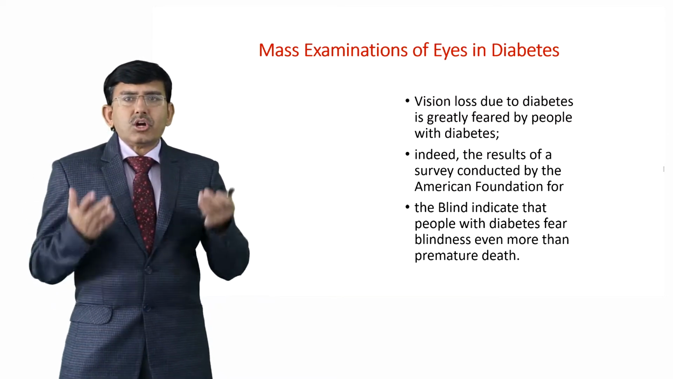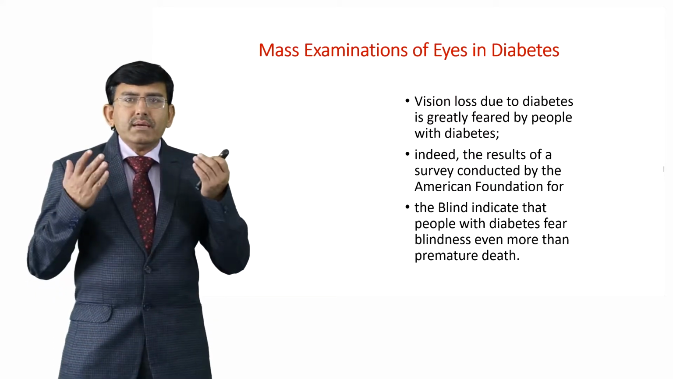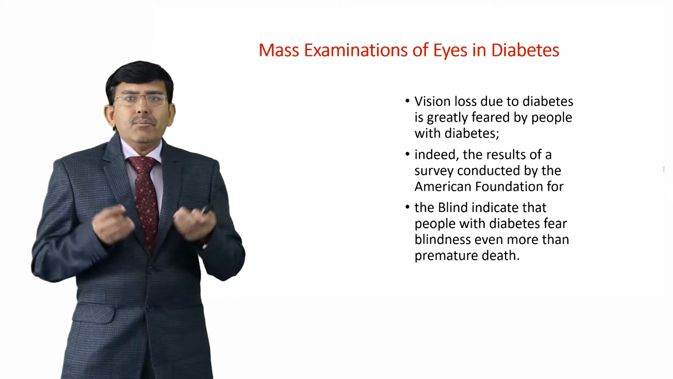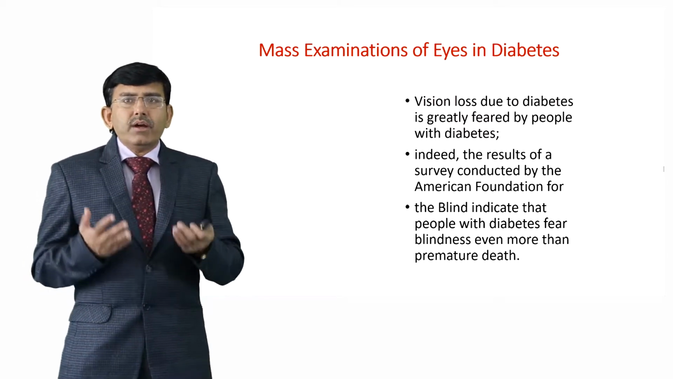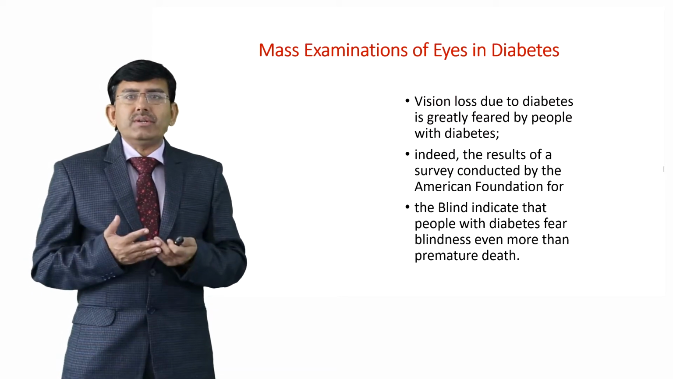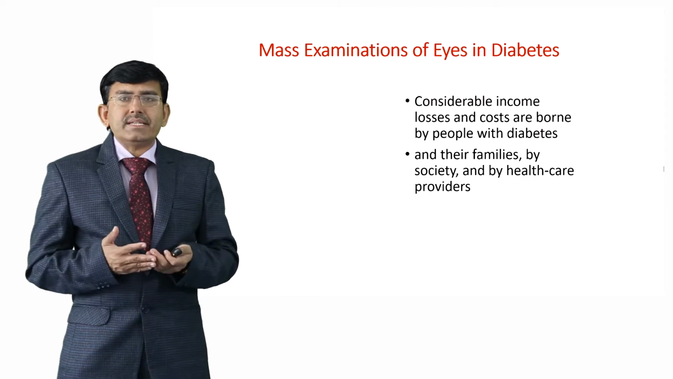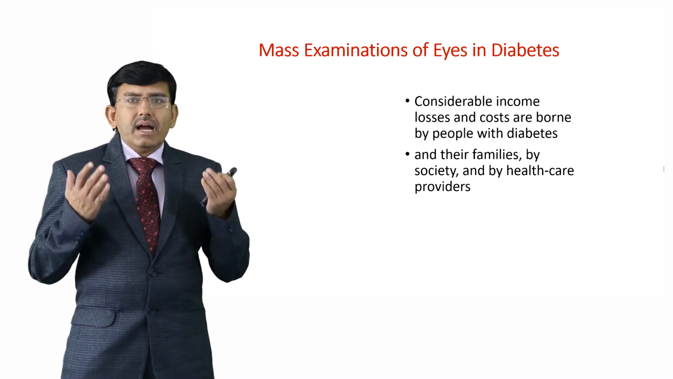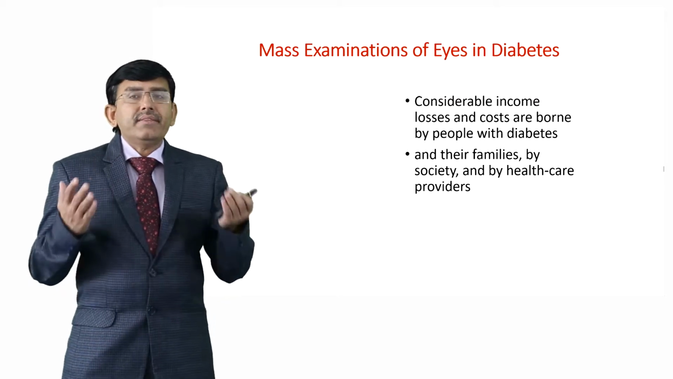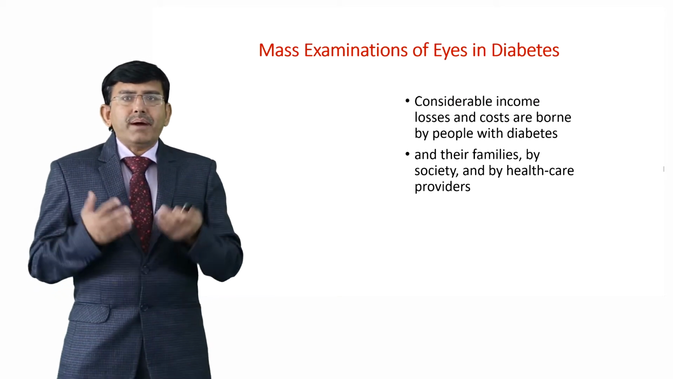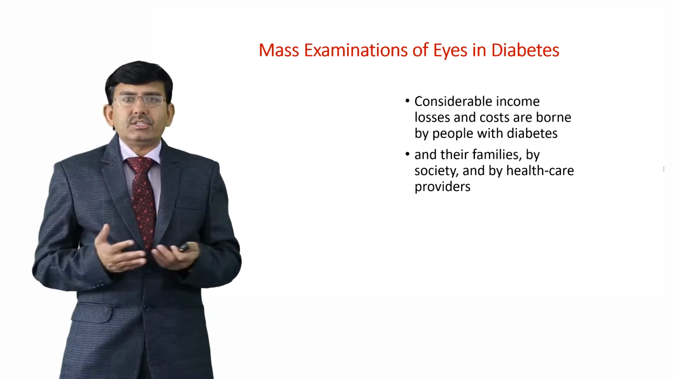Indeed, the result of a survey conducted by the American Foundation for the Blind indicates that people with diabetes fear blindness even more than premature death. Considerable income losses and costs are borne by people with diabetes and their family, also by society and by healthcare providers.